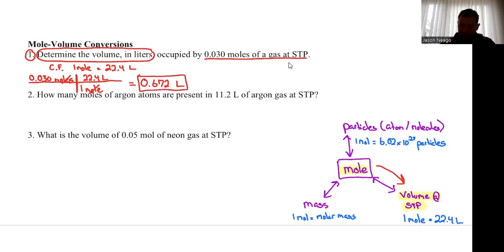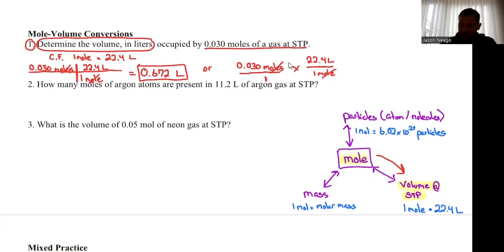As with the other videos, I could do it in fraction form. So it'd be 0.030 moles times my conversion factor, which is 22.4 liters over 1 mole. My moles cancel. Once again, I like to put this over 1 so it looks like a fraction and I can align everything. So it'd be 0.030 times 22.4 liters. I get the same result, which should come out to 0.672. I don't really care which way you use, as long as you get the right answer.